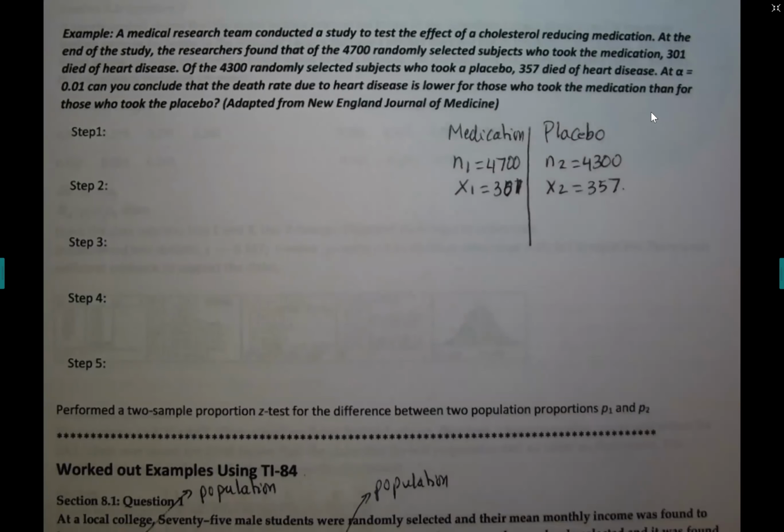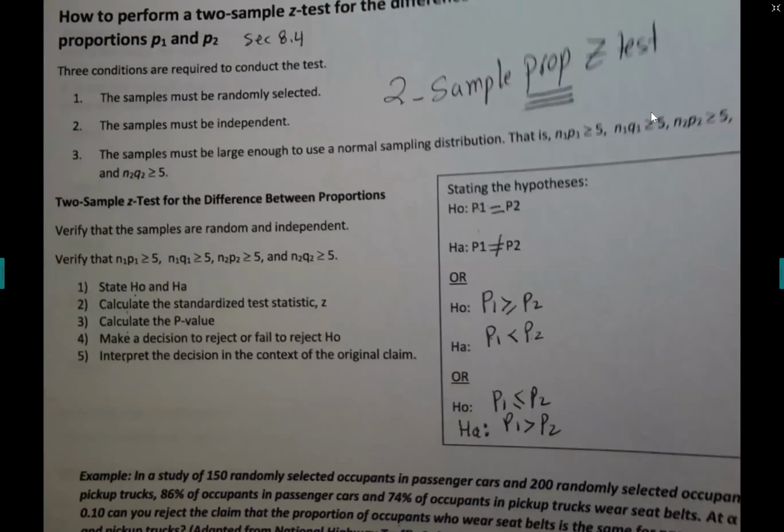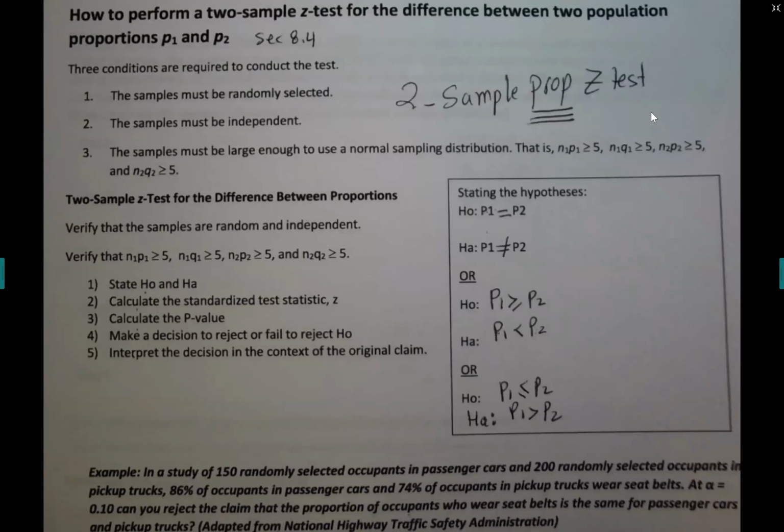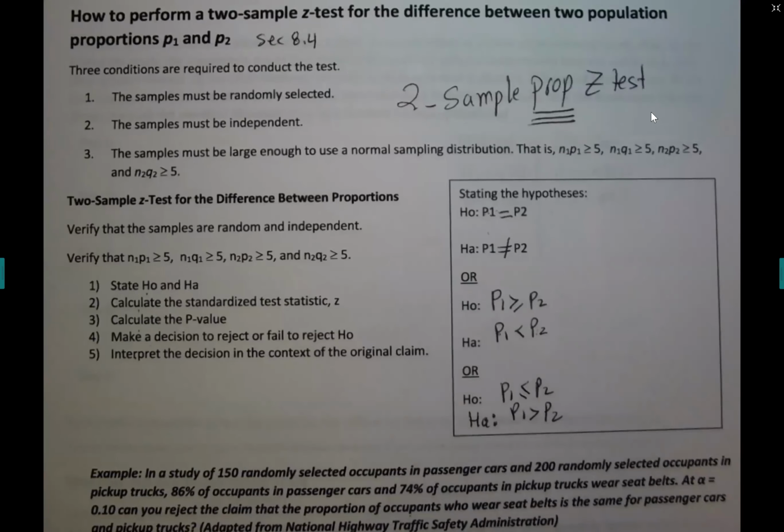Can you conclude that the death rate due to heart disease is lower for those who took the medication than the ones who took the placebo? So if I project, guys, the three hypotheses, the three sets, which one would you choose? First, second, or third? He's asking us, can you prove that the proportion who took the medication is less than the one who took nothing? Which one would it be, guys? First, second, or third? Second. Yes, Julia, correct.